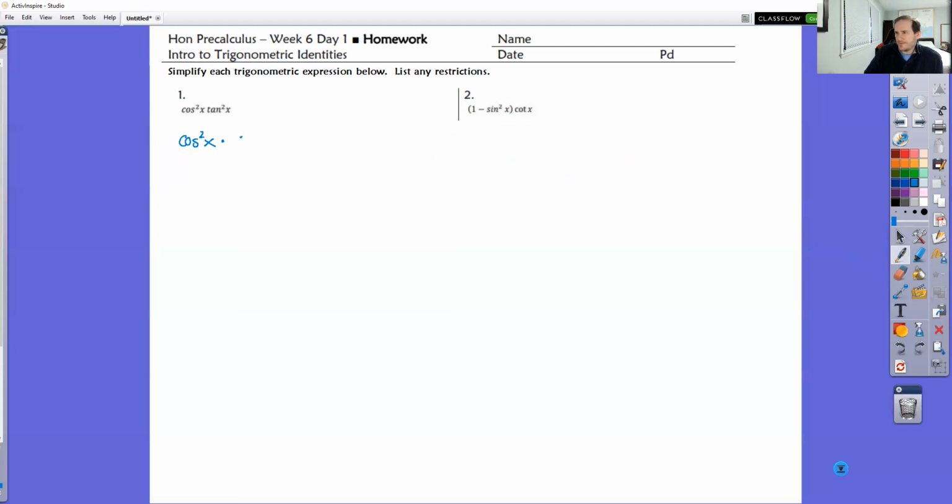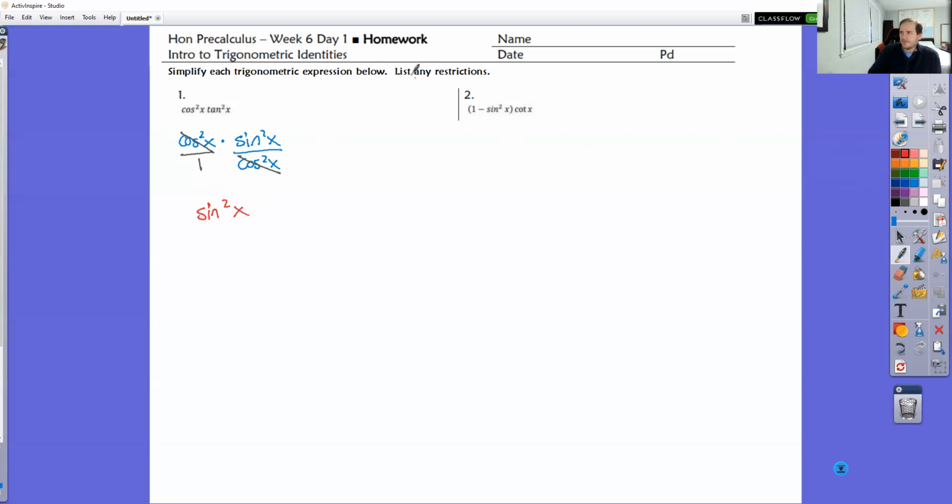So tan squared becomes sine squared over cosine squared, at which point it becomes pretty obvious that the cosines can cancel. If you think of this cosine as being over 1, then we've got cosine squared factors that can be cross-reduced. That leaves us with simply sine squared.